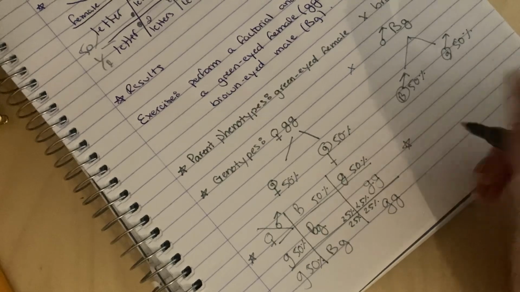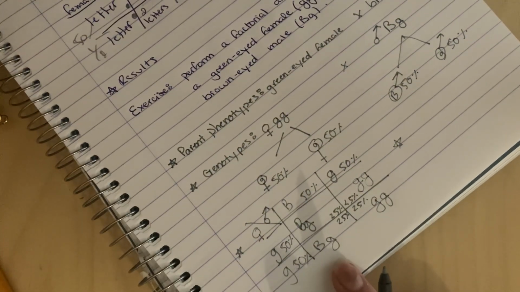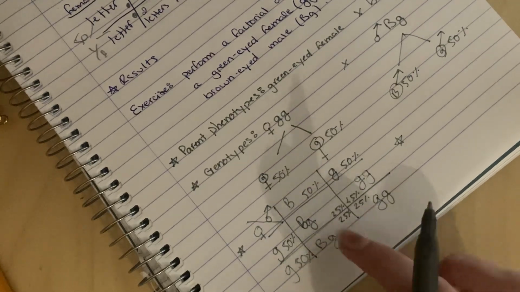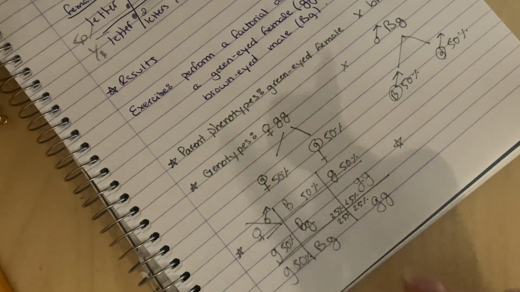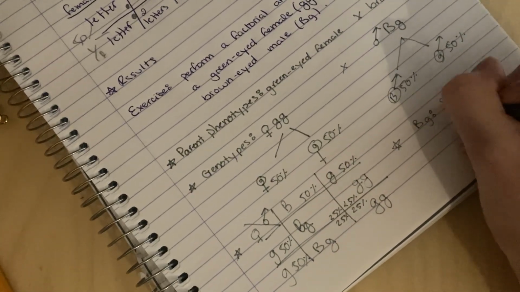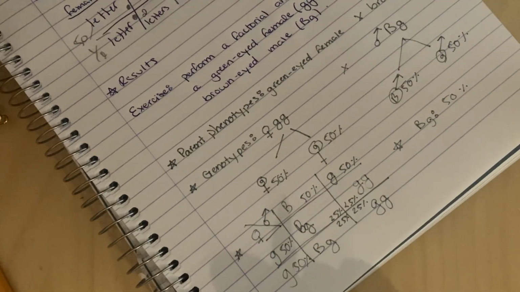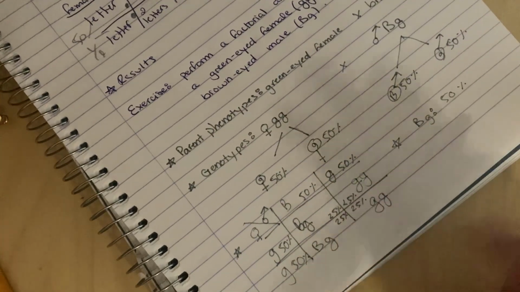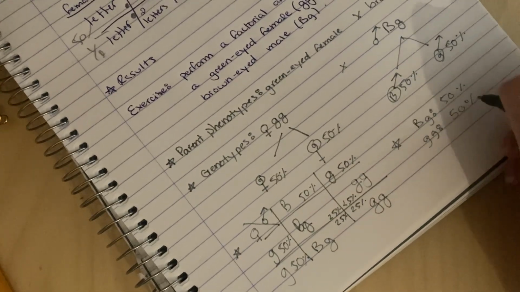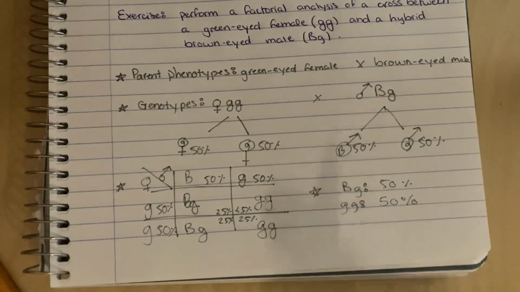Now for the results, look at this. We've got 2 Bgs and 2 ggs. So Bg is going to be 25% plus 25%, 50%. So Bg's 50%. gg is also 50% because 25 and 25. So that is how to perform a factorial analysis.